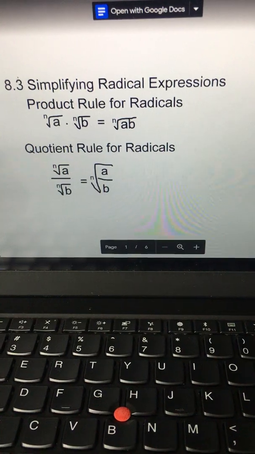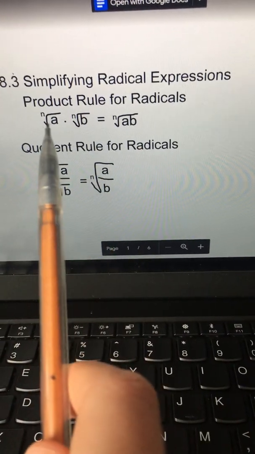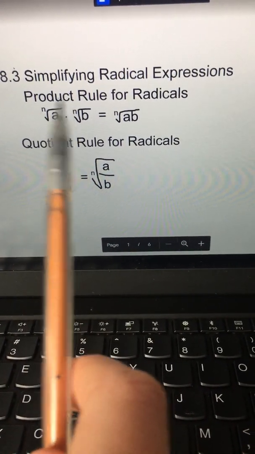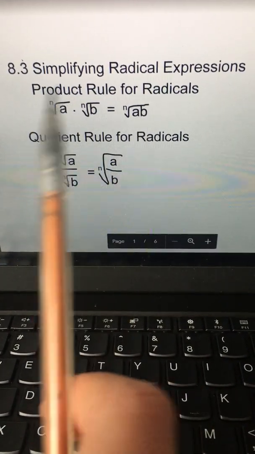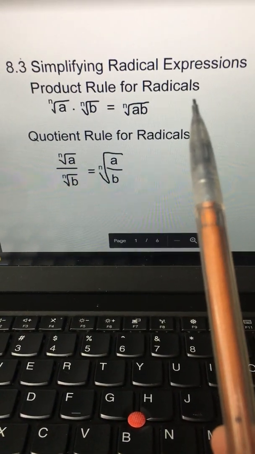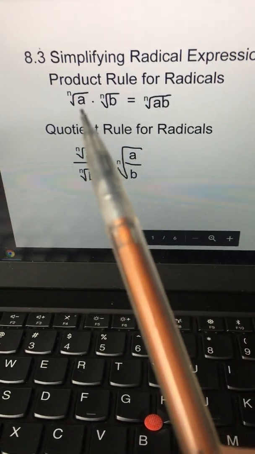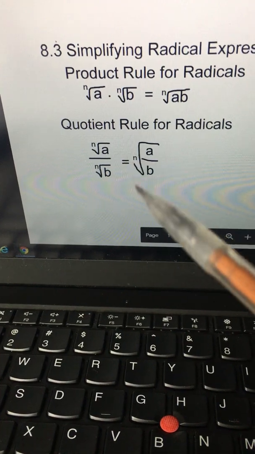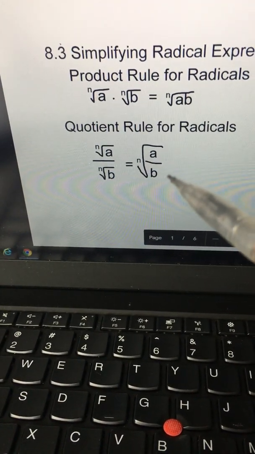of April. Our first rule says if you have two roots, so you can look at this either way, but if we look at it on this side, two roots being multiplied, as long as they have the same index, we can multiply them together and put them under one root rather than keeping them separate. Or if you have one that is under one root, you can break it up and write it as two separate. And the quotient rule works the same way. Two roots being divided with the same index, you can put them underneath one root.